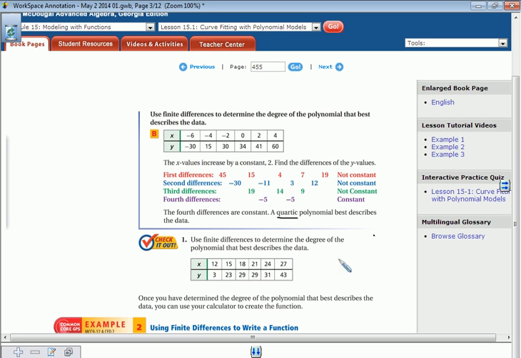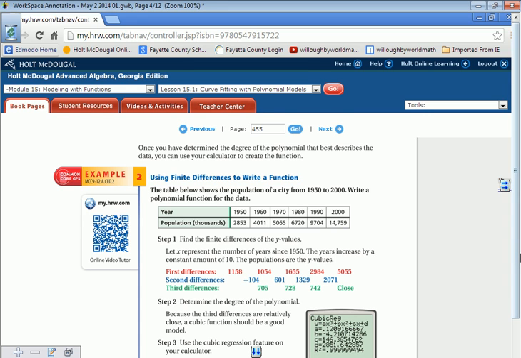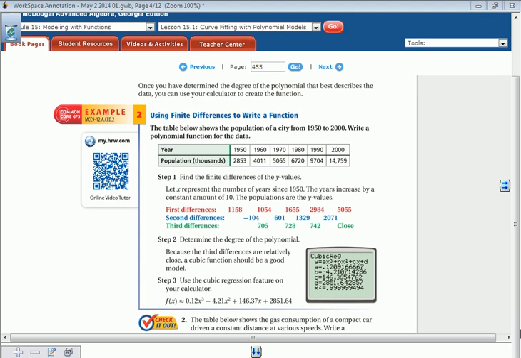Okay, back with you now. And did you find that this was best represented by a cubic polynomial? So if we looked at this data, the third differences should have been constant. Okay, let's look down at the next example.